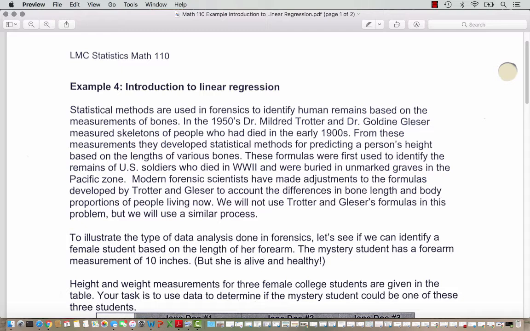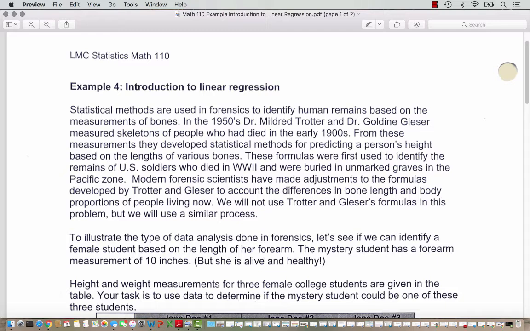So statistical methods are used in forensics to identify human remains based on the measurements of bones. In the 1950s, Dr. Mildred Trotter and Dr. Golding Glaser measured skeletons of people who had died in the early 1900s. From these measurements, they developed statistical methods for predicting a person's height based on the lengths of various bones.